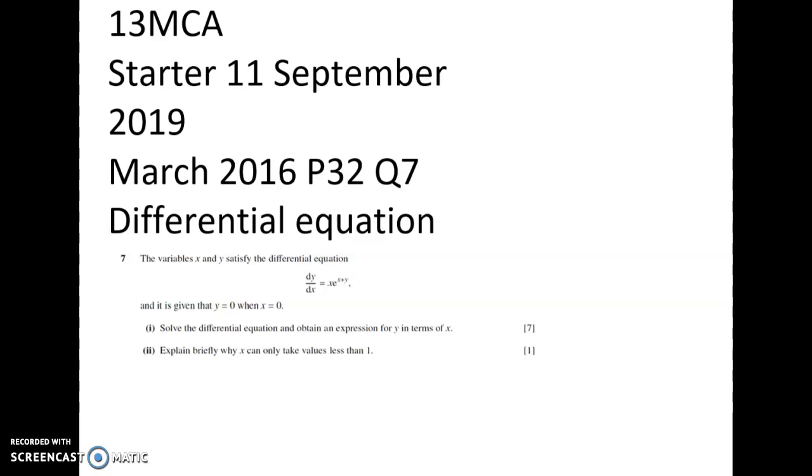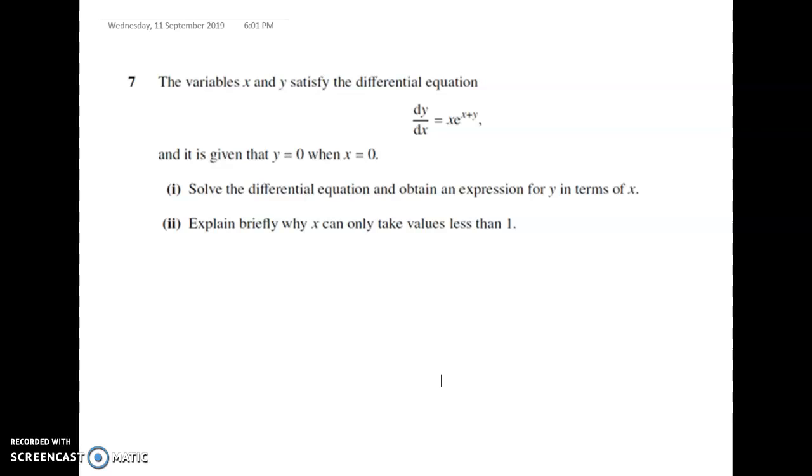This is one of the starter questions from today. Most of you didn't look at this because you were doing other work, but I thought it was worth videoing anyway. So it's a differential equations problem from 2016's March paper, and this is it here.